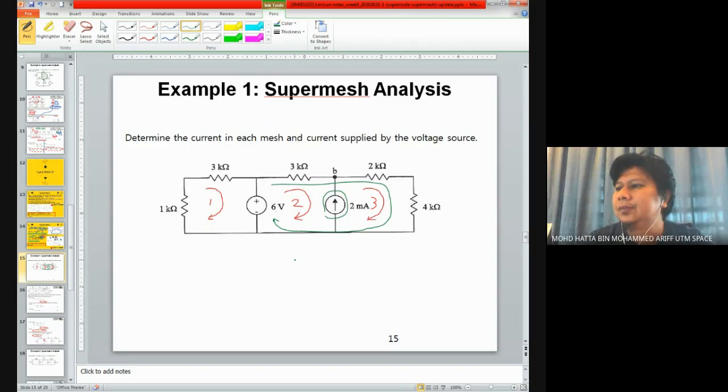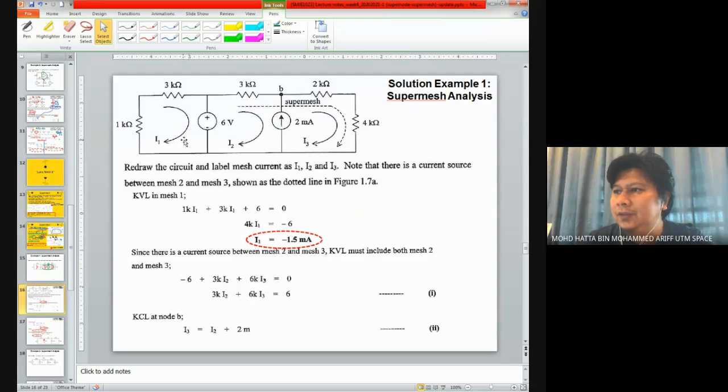Okay. And also, this is the node where you need to pay attention, or you need to set up a KCL at this node. So looking at the solution, you have three meshes, number 1, 2, and 3, and label it as I1, I2, and I3.